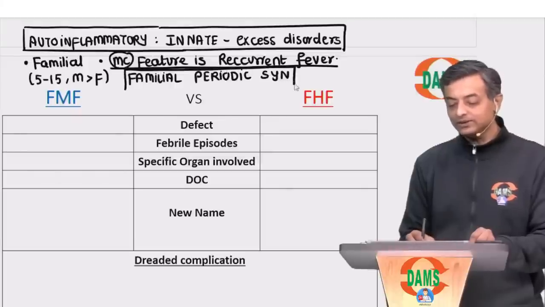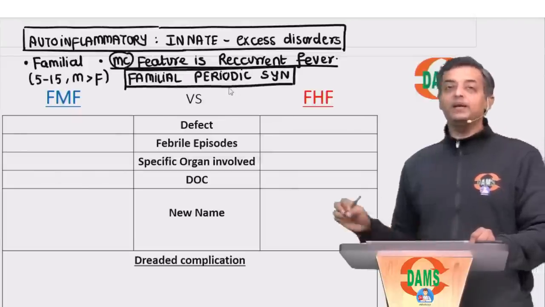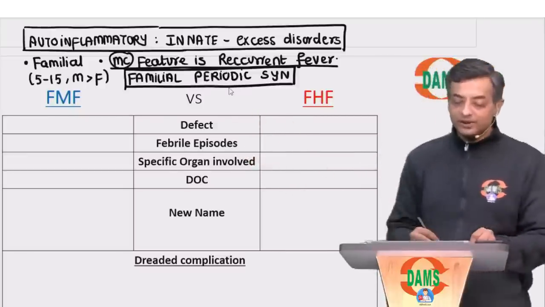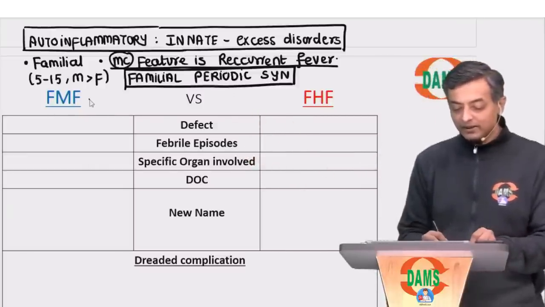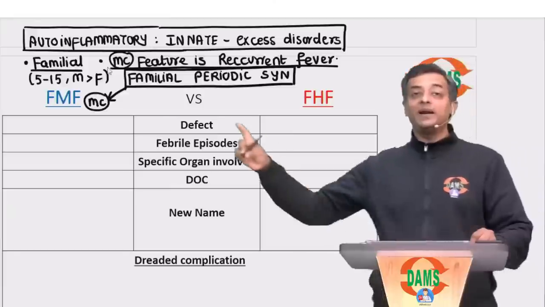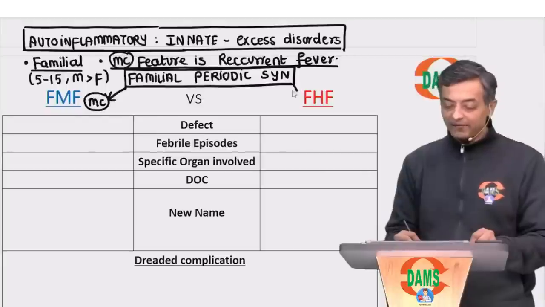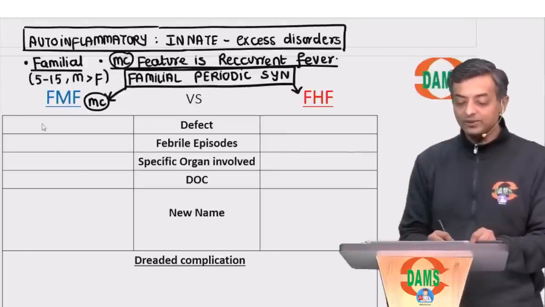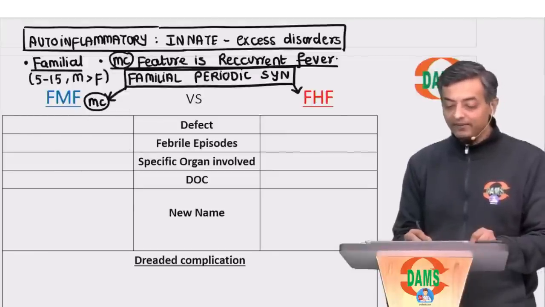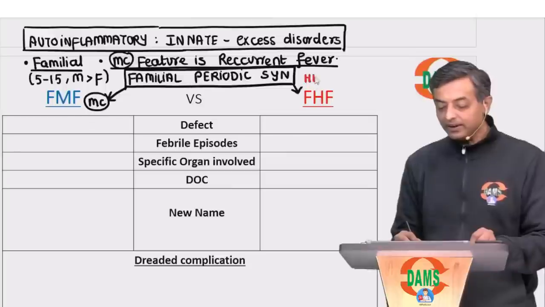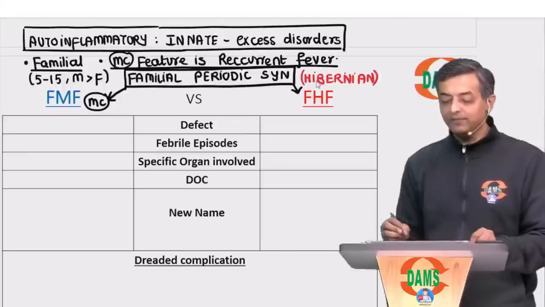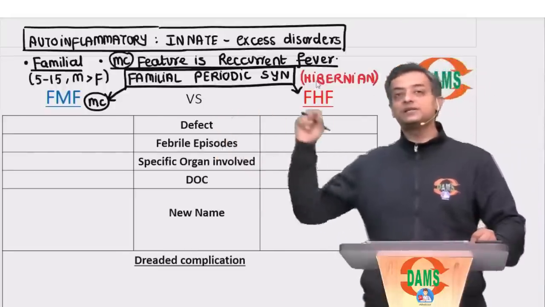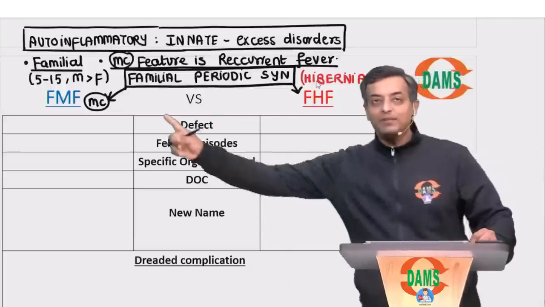Among the familial periodic fever syndromes, the most common and most famous topic is familial Mediterranean fever. But the differential diagnosis is familial Hibernian fever, which is in Ireland. These are the two differentials that we want to study. So, tell me about FMF.